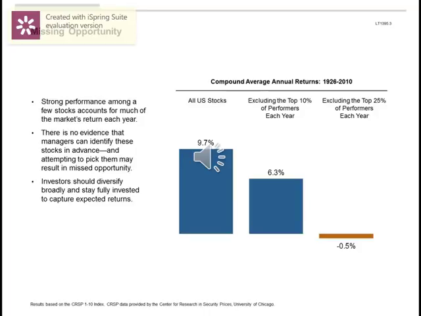Diversification reduces risk, and a big part of this is missing opportunities. This graph shows that a few outperforming stocks may account for a disproportionately large share of the U.S. market's return in a given year.